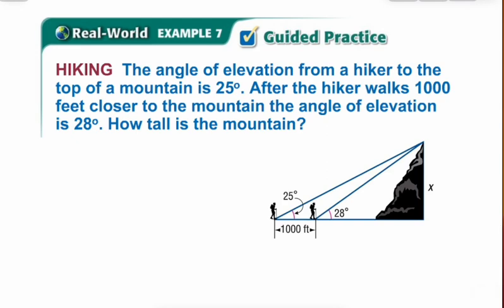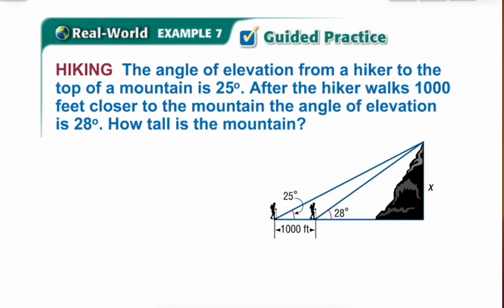Now this one is a pretty difficult problem. Let's read it and then let's talk about it. It says an angle of elevation from a hiker to the top of the mountain is 25 degrees. So there's a person hiking. My daughter loves to hike, so this little person, that's my daughter. Her name's Marissa. Marissa's hiking, and she sees a mountain, and she looks to the top of it, and she raises her head 25 degrees in order to see the top of the mountain.